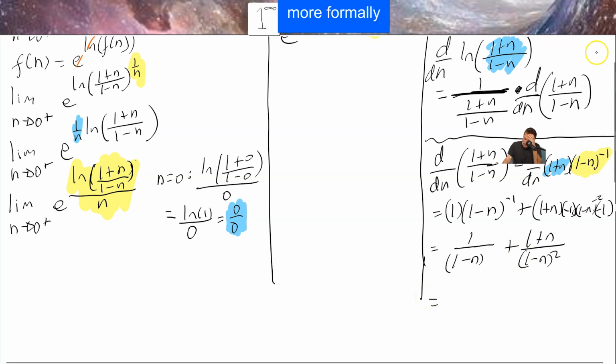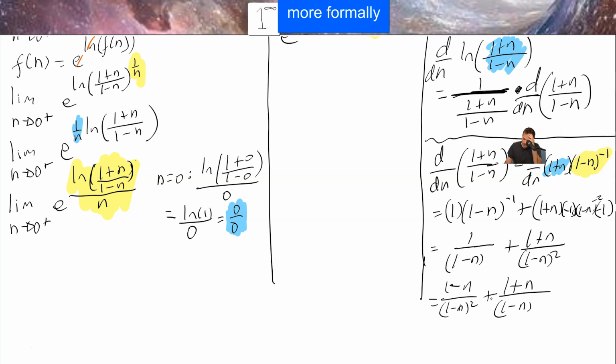So in the first term over here, you're missing 1 minus n. So this is 1 minus n to the first. This is 1 minus n squared. So you need to multiply the first one by 1 minus n over 1 minus n, which is really, again, just a form of the number 1. So for that reason, I'm going to rewrite the first term as 1 minus n over 1 minus n squared, plus 1 plus n over 1 minus n squared.